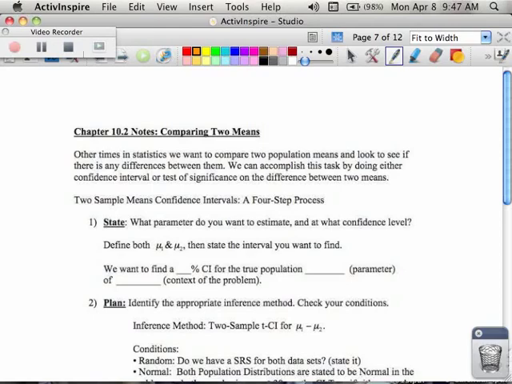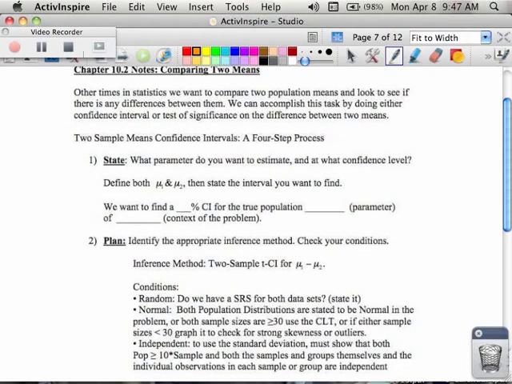Sometimes you want to compare two population means and see if there are any differences between them. We can accomplish it by doing either a confidence interval or a test of significance. We're going to start with a confidence interval. This is very similar to some of the other things that we've done in the past, but this time there are two different samples and two different kinds of things we can do, confidence intervals and tests of significance.